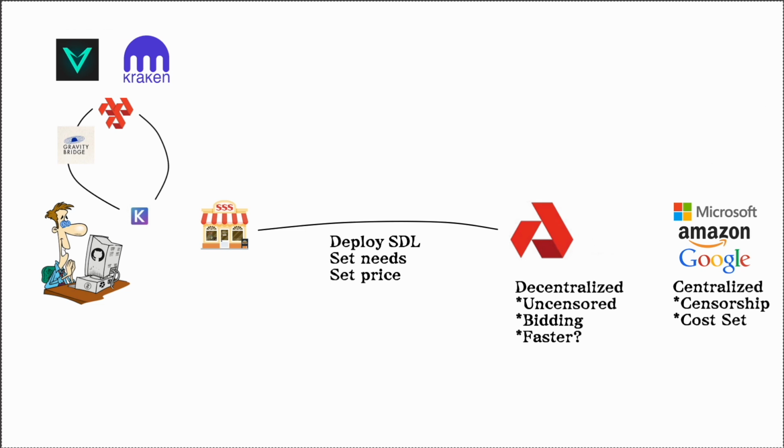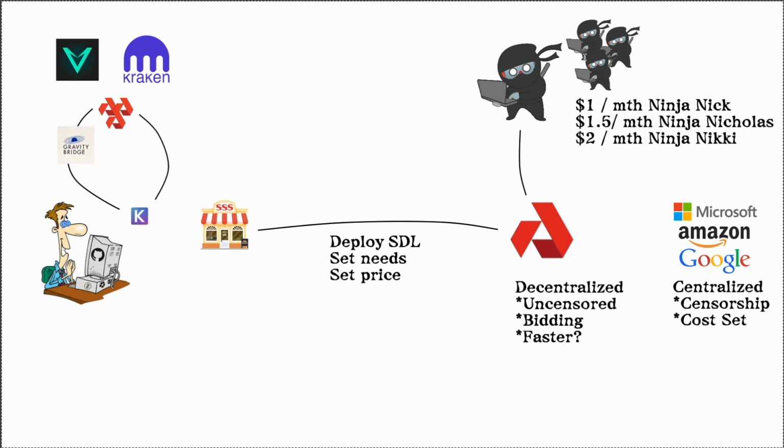Okay. Then we have these cloud operators. They're part of this network. They're not the validators. They're cloud operators. They have computing power, and they connect to the network, and they see that there's an ask, an item on the list, that they could supply their services, their computing power, to meet the needs of Devin here, and then they bid on it. So maybe Ninja Nick here will say, I'll do it for $1 a month, or Nicholas is $1.50, and Nikki is $2.